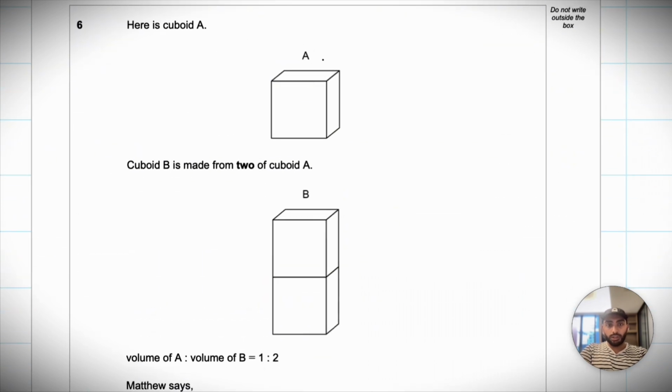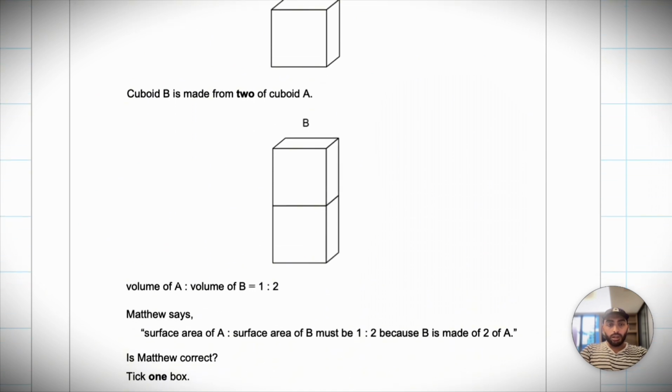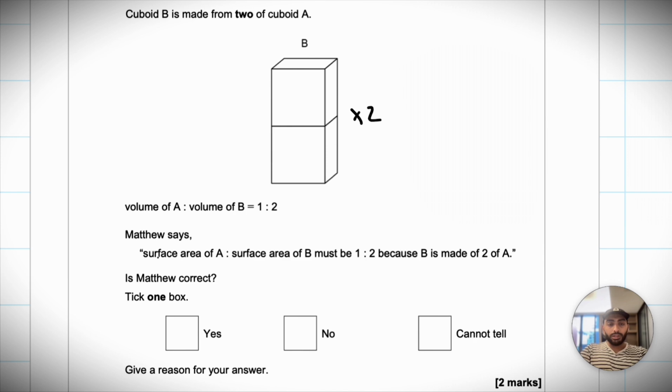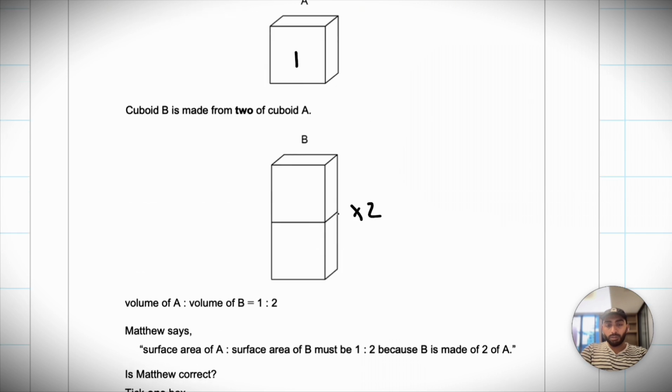Question 6. Here is a cuboid A, and cuboid B is made from 2 of cuboid A. Volume of A to volume of B is 1 to 2. So the volume of this is 1 part and the volume of this has just been multiplied by 2. Matthew says the surface area of A to the surface area of B must be 1 to 2 because B is made of 2 of A. Just think, you've multiplied the volume by 2, so you've also multiplied the surface area by 2.